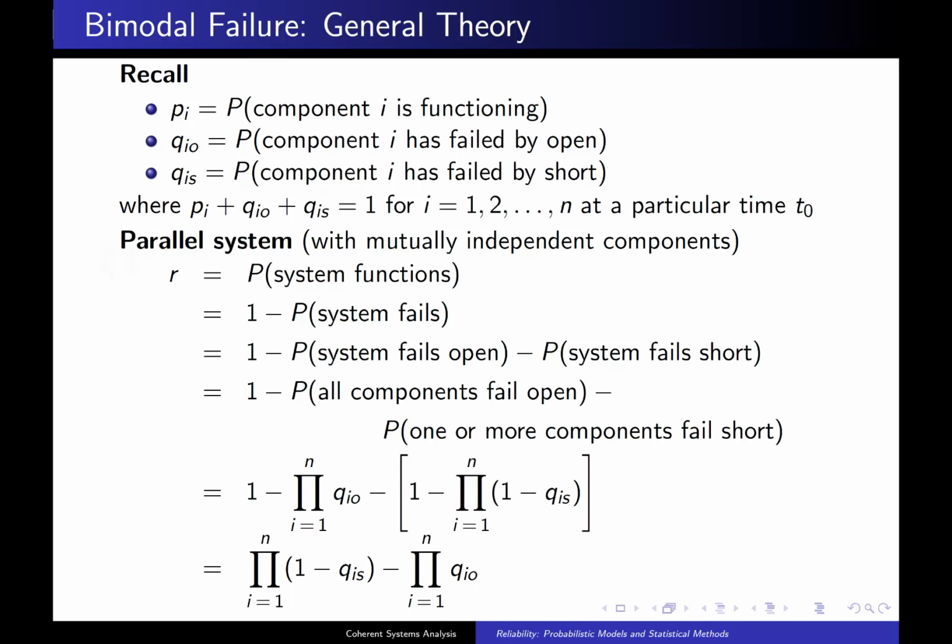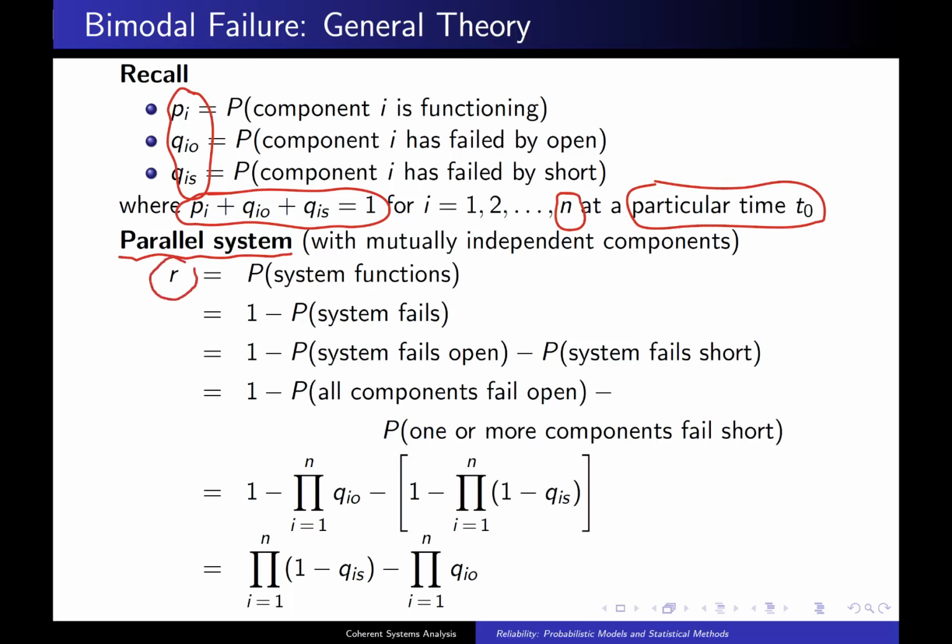When you go to a parallel arrangement of components, and once again these are mutually independent components, you have exactly the same setup as before. Here are your three probabilities. Those three probabilities sum to 1 for each of the n components, and they are all stated for a particular time t0. So in this case, the system reliability is the probability the system functions. Once again, we calculate the probability that the system fails. So the probability the system functions is 1 minus the probability the system fails.